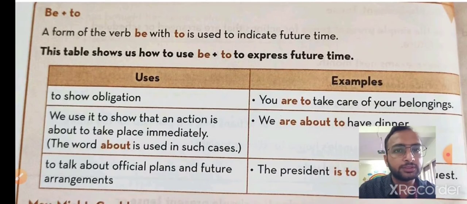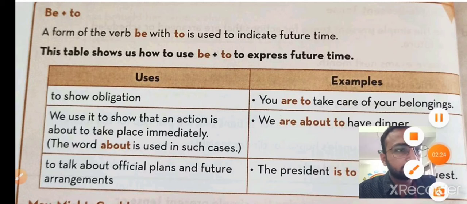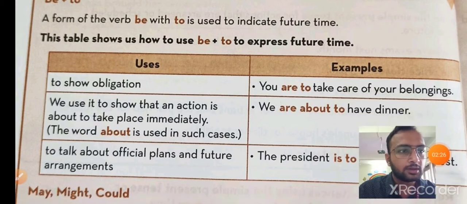So let us move further. That is be plus to. A form of verb be with to is used to indicate future tense. Be plus to means both together should be used. So to show obligations, you are to take care of your belongings.